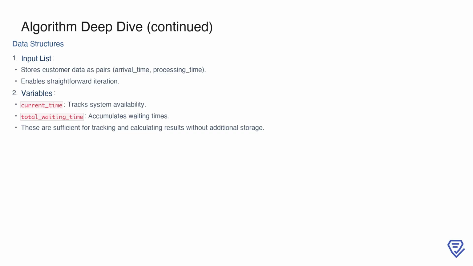The input list holds customer data as pairs of arrival and processing times, allowing for straightforward iteration. Beyond that, only a few variables are needed.